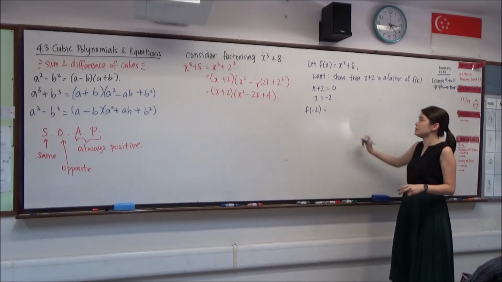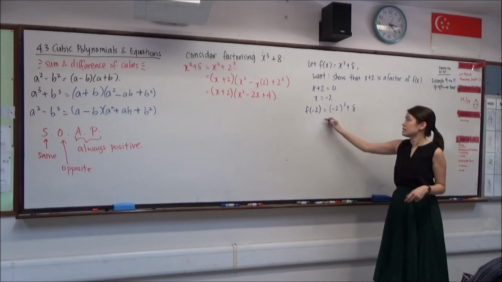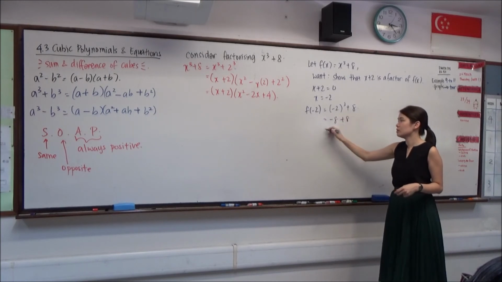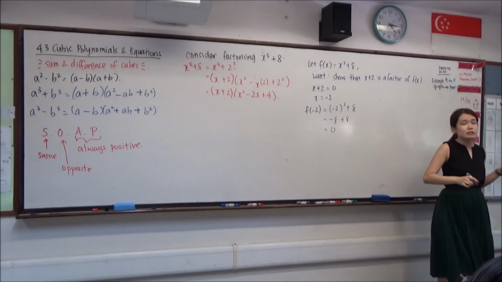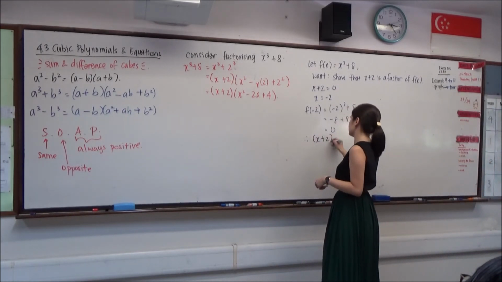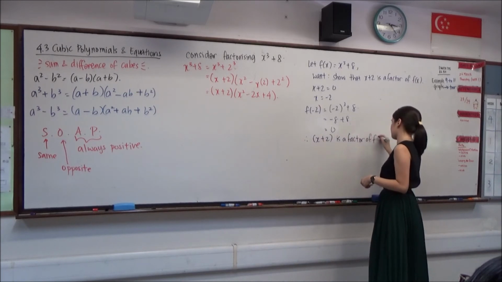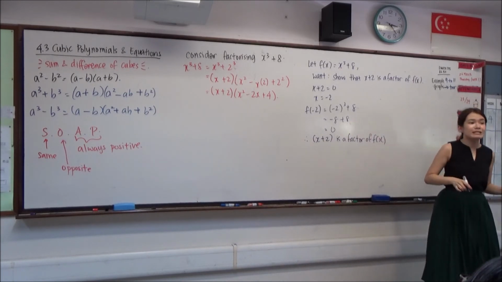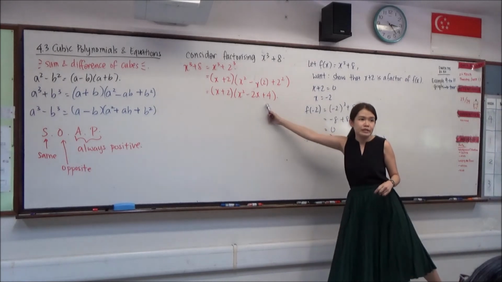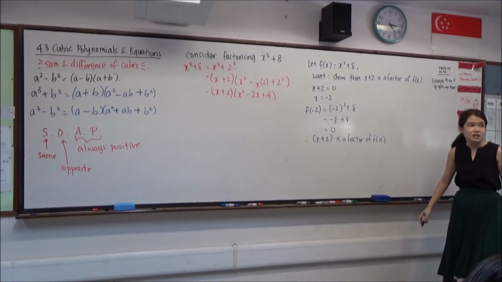And that will mean that I will have negative 2 cubed plus 8. This is negative 8 plus 8, and therefore 0. So factor theorem tells us that x plus 2 is a factor. Then how am I supposed to get the quadratic one if that one cannot be further factorized? I can do long division, right?